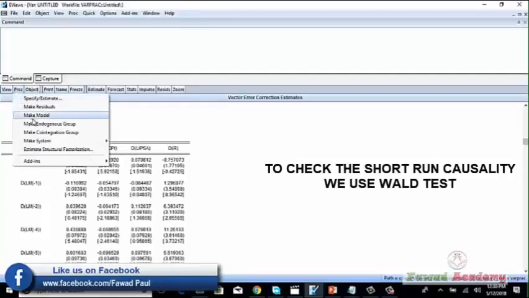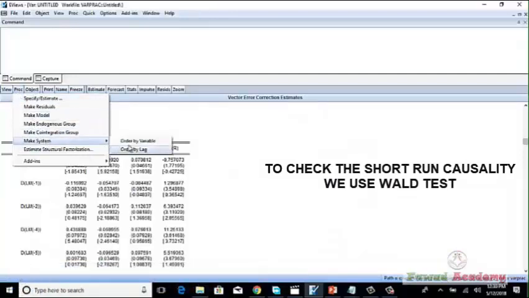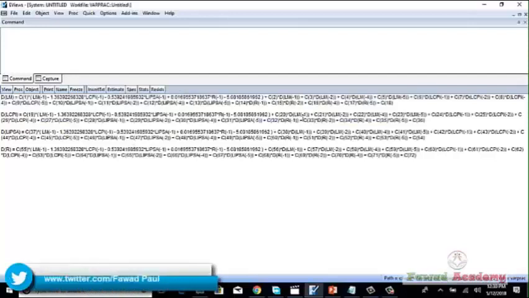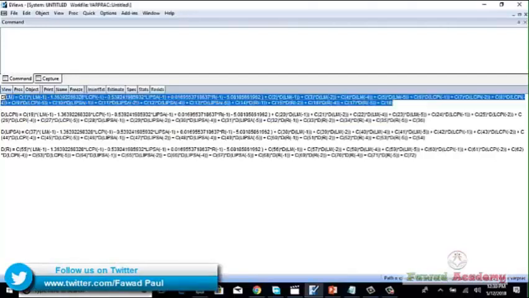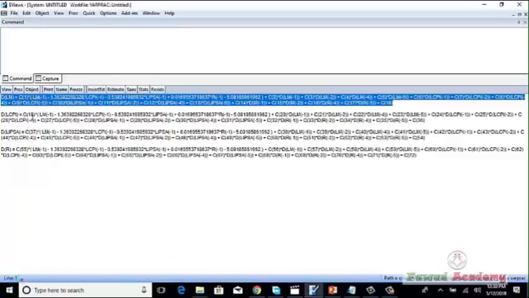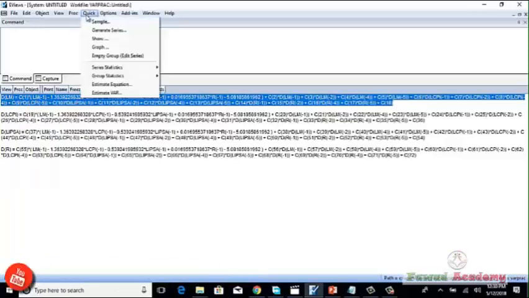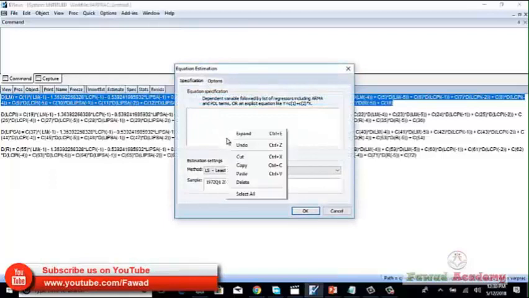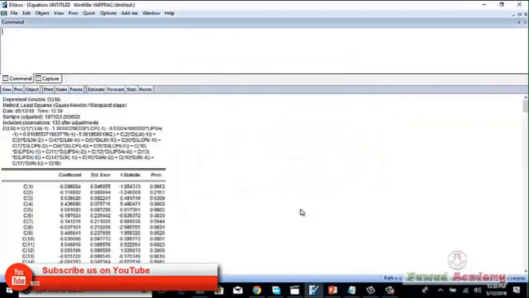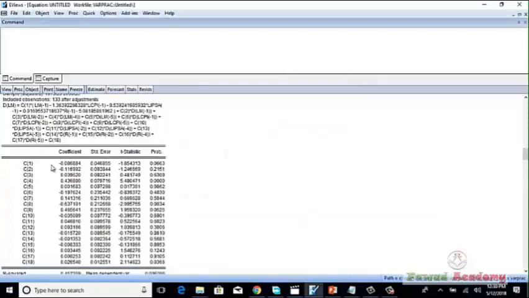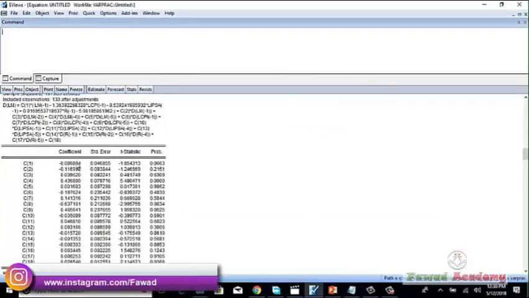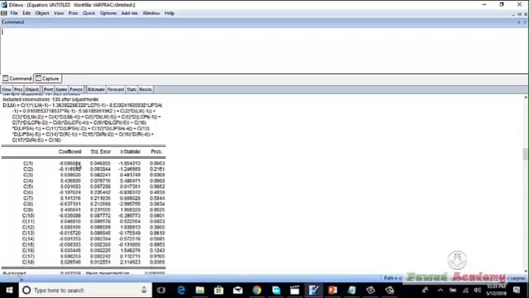Go to Proc, Make System, Order by Variable. This is about the dependent variables. First of all, copy it, go to Quick, Estimate Equation, and then paste it. This C1 shows the speed of adjustment of the long run equation. If any shocks occur in the future, it will be adjusted at an 8.7% rate. And all these variables are the independent variables.